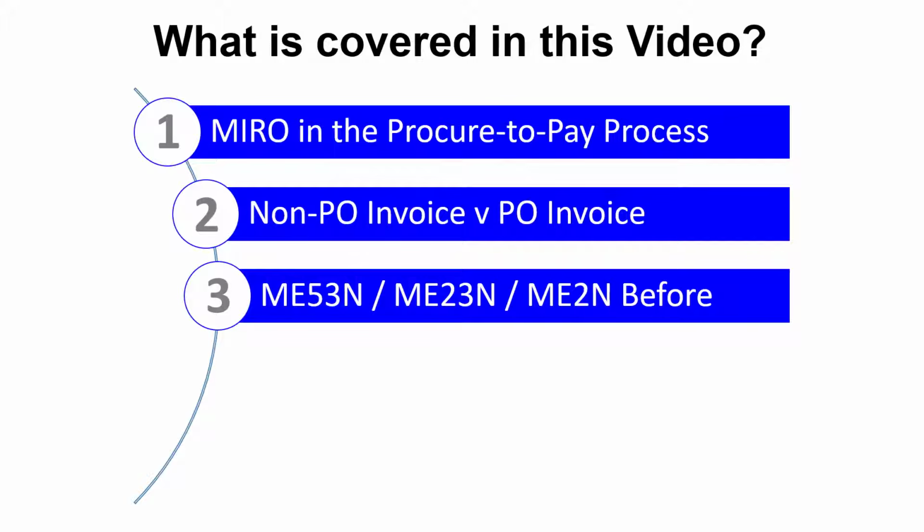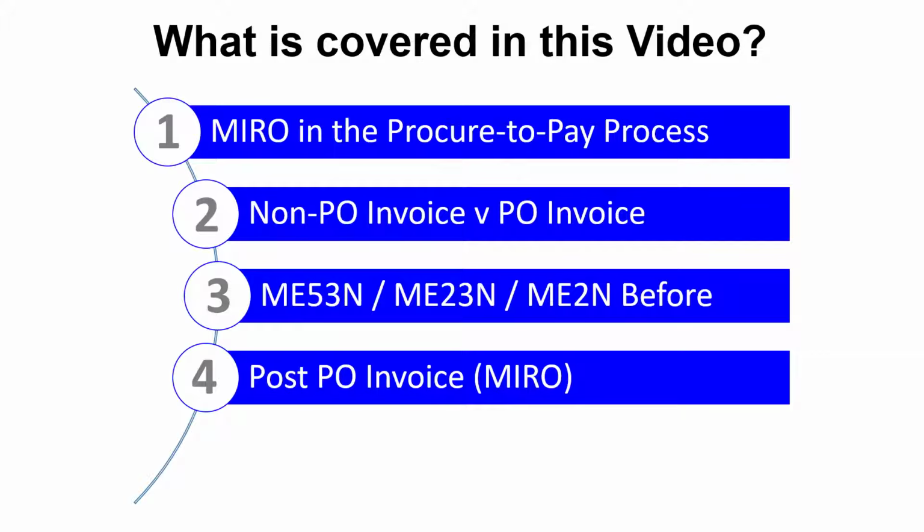Before posting the invoice, we'll review the status of the purchase requisition using transaction ME53N, display purchase requisition, and the status of the purchase order using transaction ME23N, display purchase order, and transaction ME2N, purchase orders by PO number. We'll then post an invoice against a purchase order in SAP using transaction MIRO.